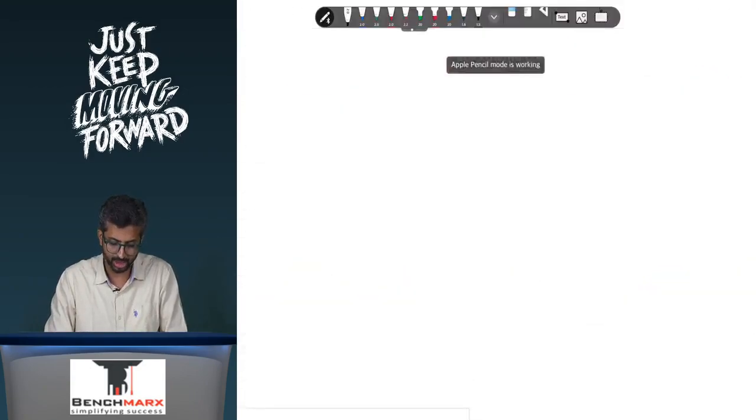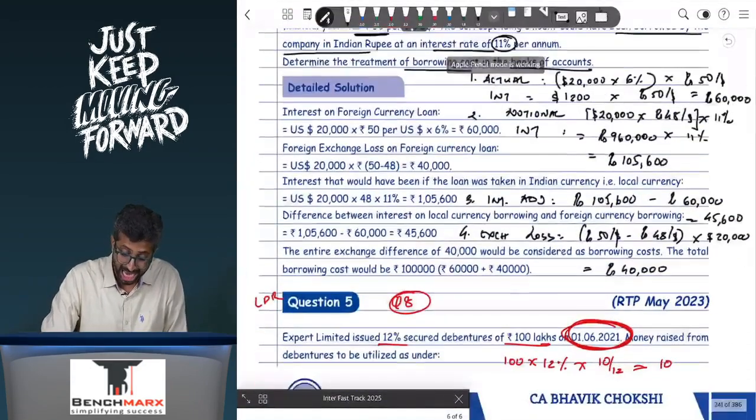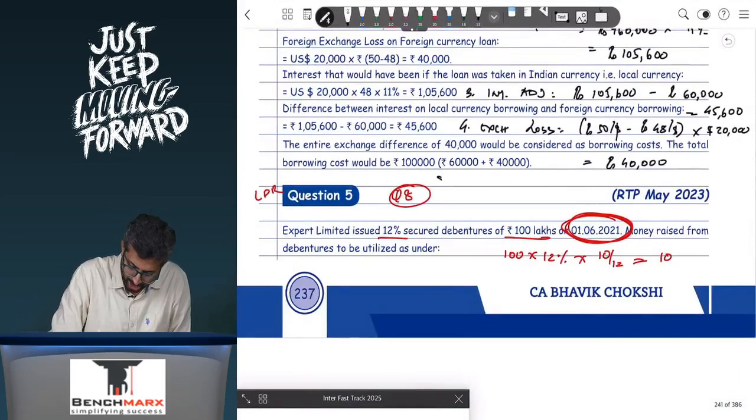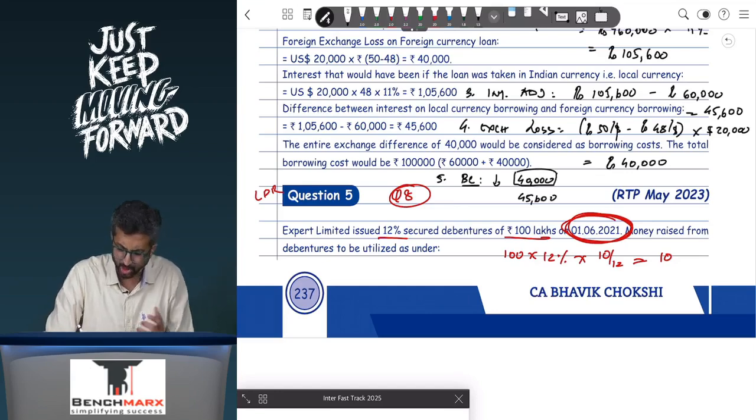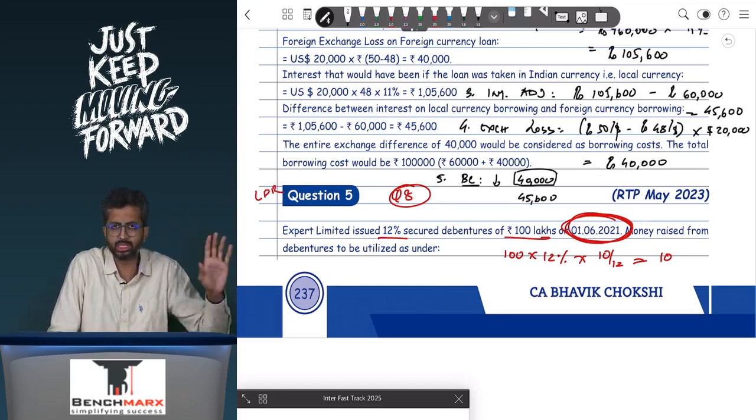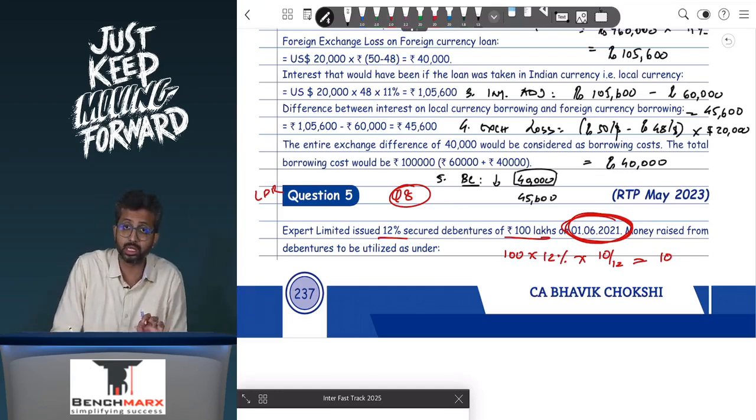So over here, if I had to select the lower of the two as hidden borrowing cost, I will say in point number 5, my borrowing cost would be the lower of the exchange difference, that is 40,000, or the interest saving, that is 45,600, and hence the lower of the two is 40,000. So the entire 40,000 is attributable to exchange differences, which is borrowing cost only. There's no further forex loss.